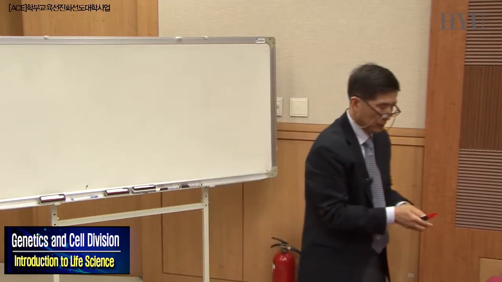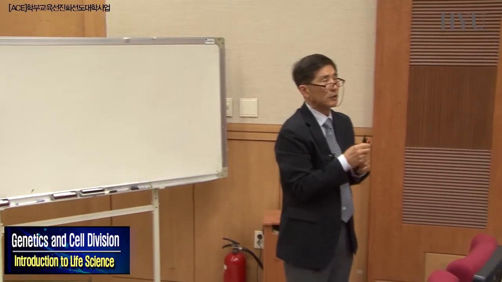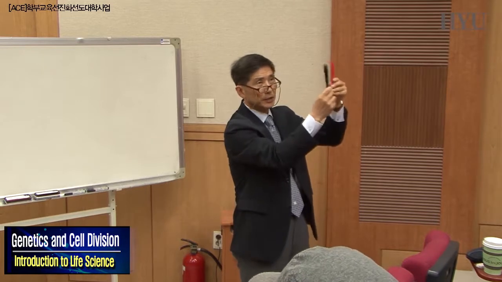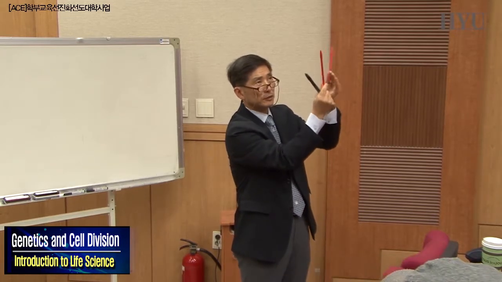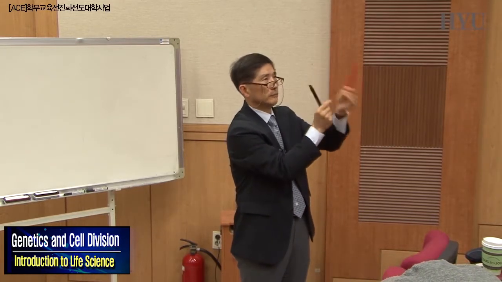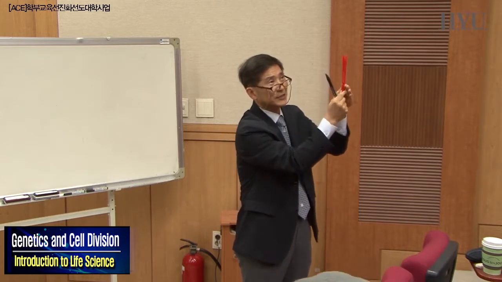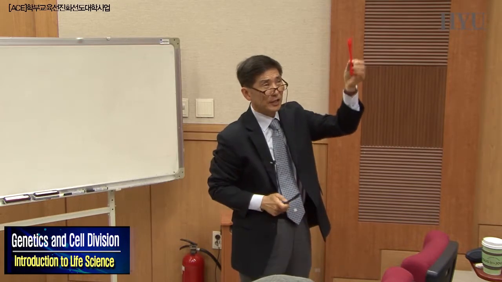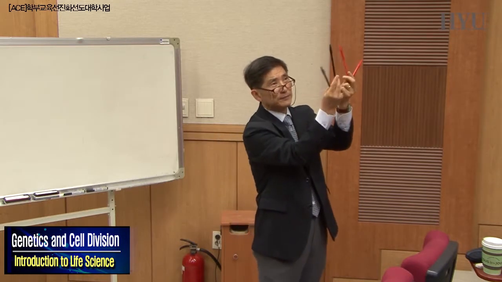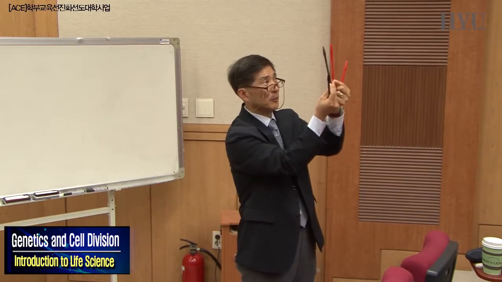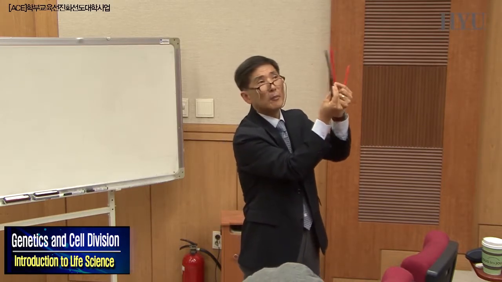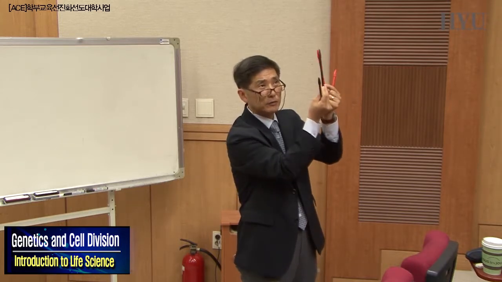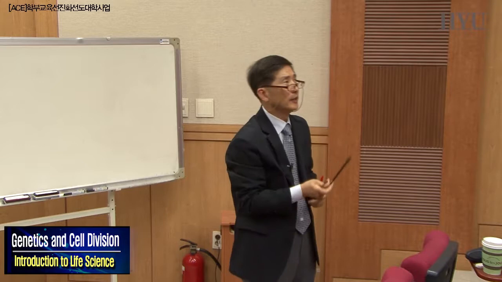So same thing, you start with already duplicated chromosomes, okay? What is this called? Sister chromatids, okay? Sister chromatids, they are identical, right? What do you call this one? A pair of chromosomes, homologous chromosomes, chromosome number 1. One from mother, one from father, okay?